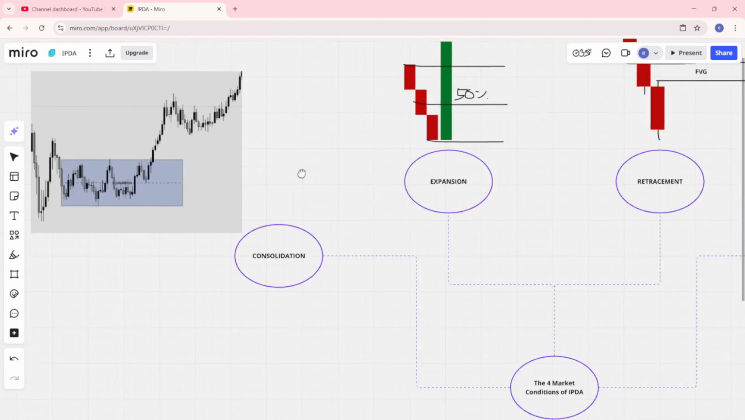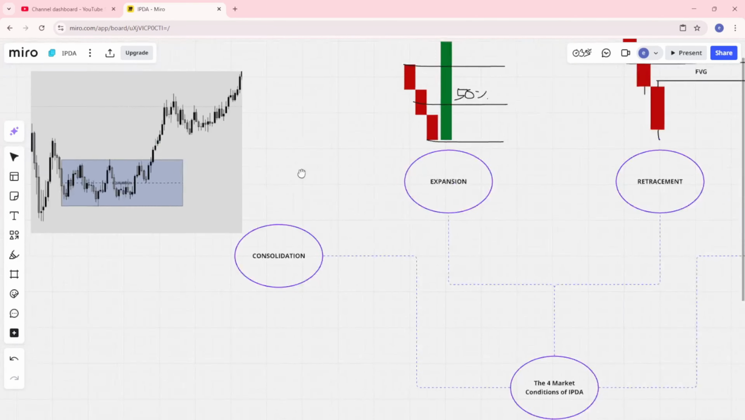The second phase is called expansion. This is the first directional move that we mentioned in the consolidation phase. Expansion is a strong directional move, usually a few candles moving in the same bias, and the price moves quickly away from the equilibrium level. And the order block is usually responsible for this move.